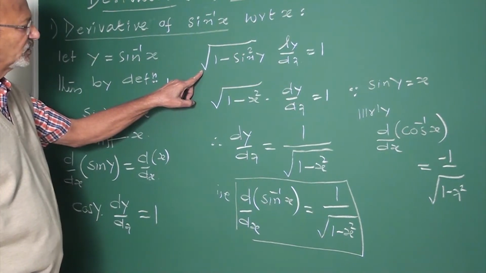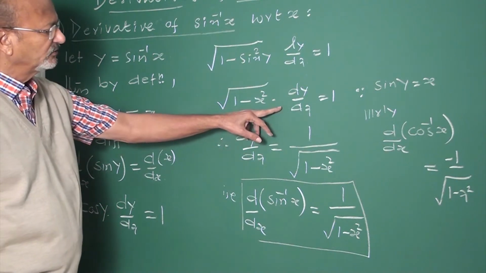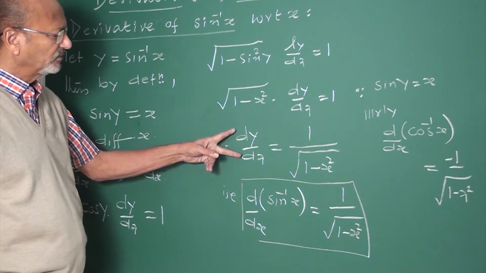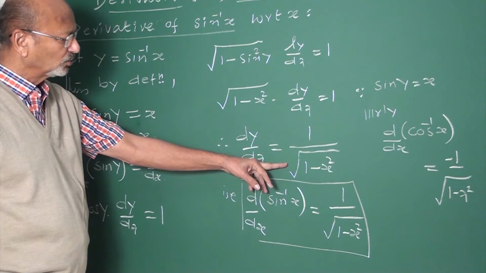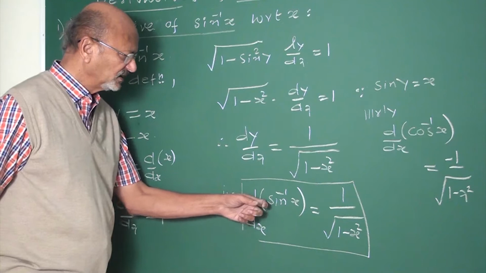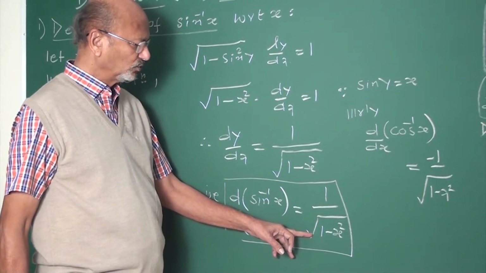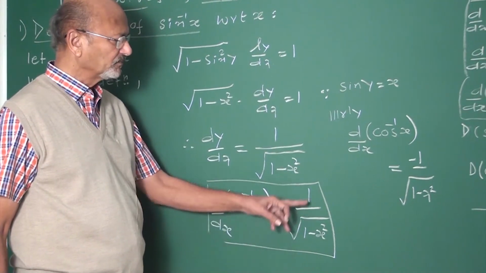1 minus sine square y. What is sine y? X. It is root 1 minus x square into dy by dx equal to 1. So dy by dx is 1 upon root 1 minus x square. Therefore, my friends, the derivative of sine inverse x with respect to x is 1 by root 1 minus x square.